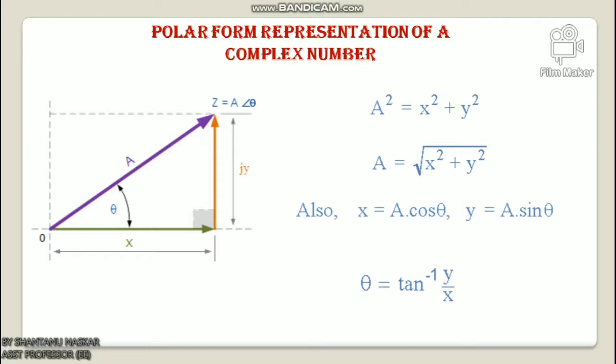we can describe the relationship between the sides as a square equals x square plus y square. Look here, very easy. Or we can write a equals root over x square plus y square. Also we can say x equals a cos theta, y equals a sin theta. This is the angle theta. So using trigonometry again, the angle theta of A is given as follows: theta equals tan inverse y by x.